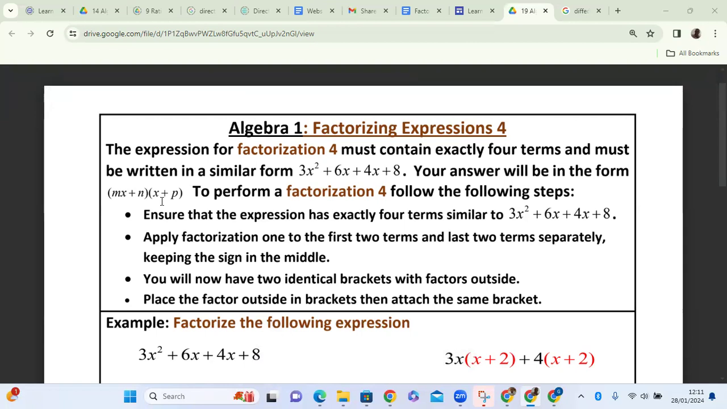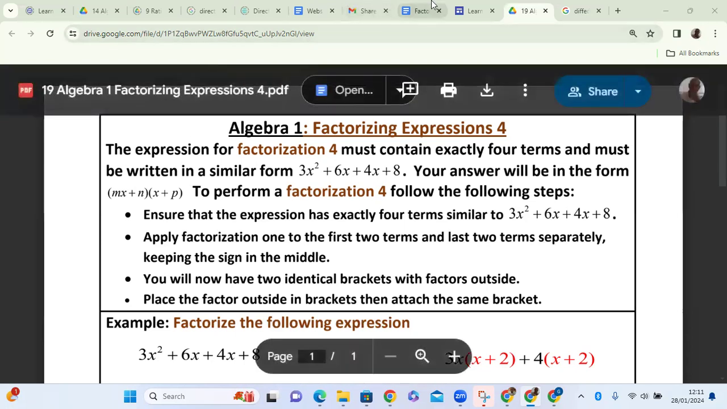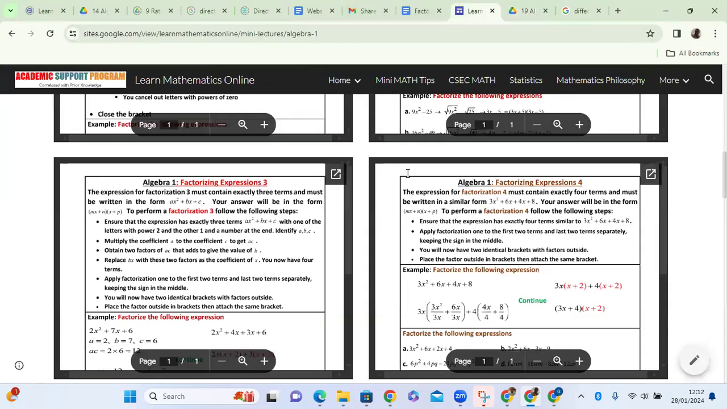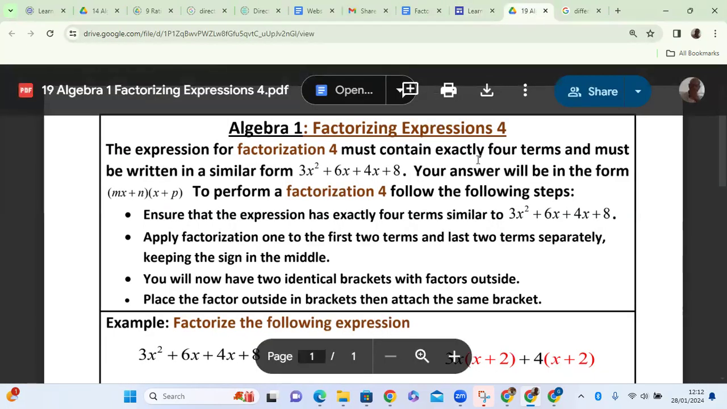So please check out the video that we made and the solution for factorization 3. If we look at factorization 3, there's going to be a point in time when you have 4 terms. If you start with 3, you break it up to 4, and then you apply factorization 1 for each term. With factorization 4 now, it starts with the 4 terms.